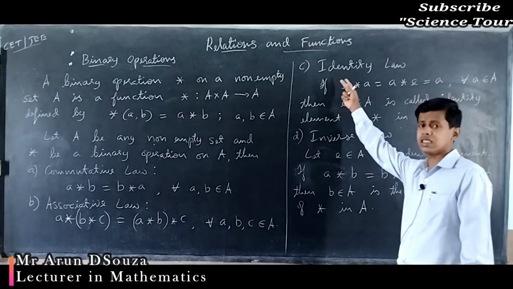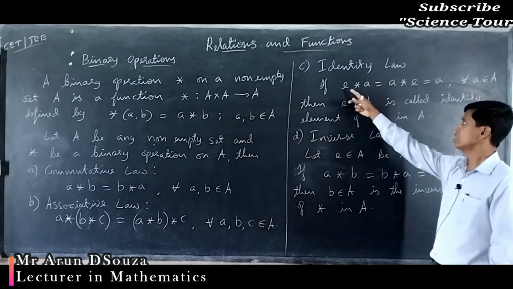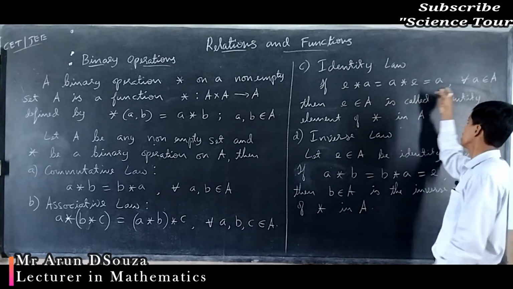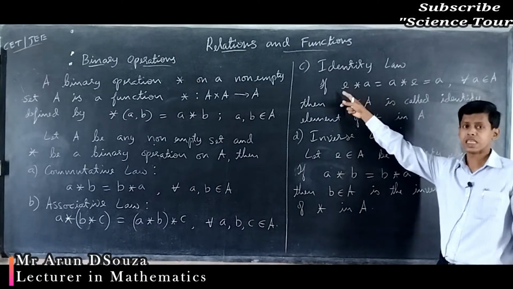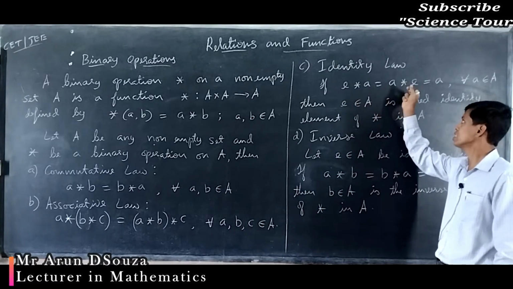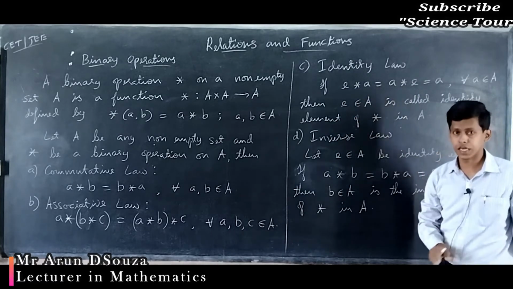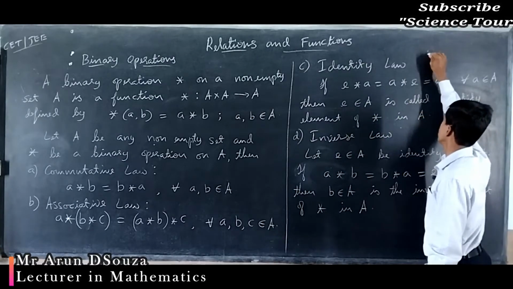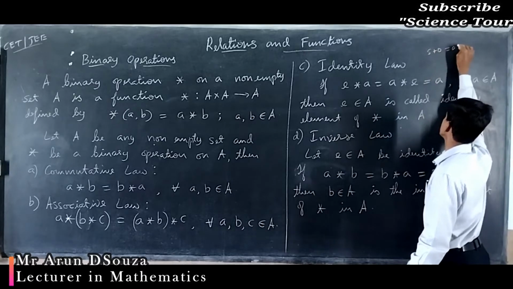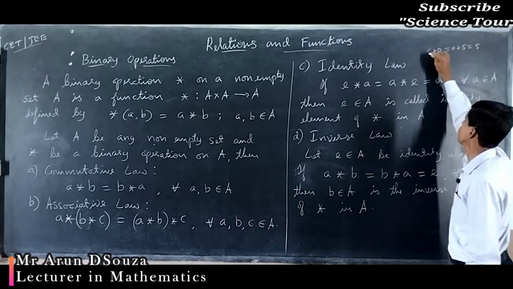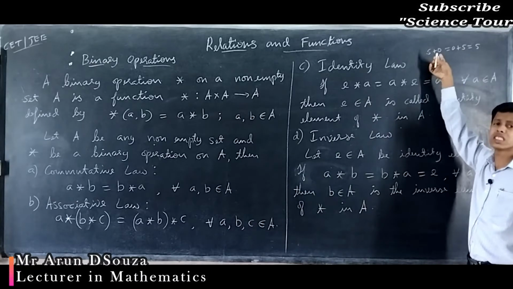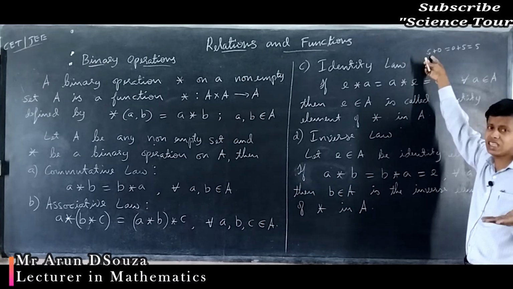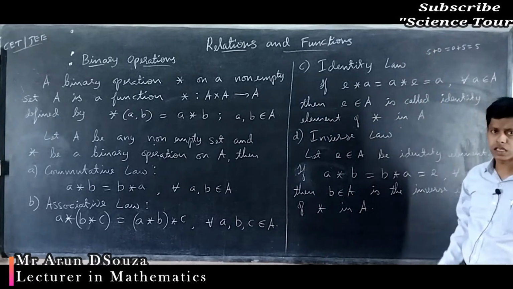Next, what is an identity element? See, identity element is E if it satisfies this rule. What is the rule? E star A must be equal to A star E. So first of all, it must be commutative, and then that must be equal to A. So for example, 5 plus 0 is equal to 0 plus 5 is equal to 5. So 0 is the identity element for addition, you can say in integers.